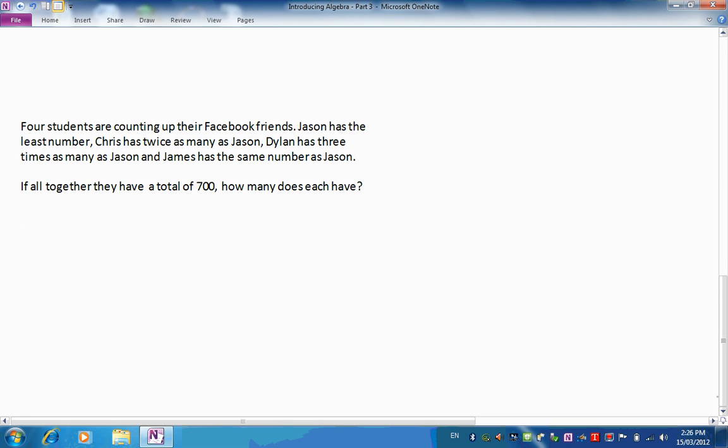4 students are counting up their Facebook friends. Jason has the least number, Chris has twice as many as Jason, and Dylan has 3 times as many as Jason. And James has the same number as Jason. If altogether they have a total of 700, how many does each have? Okay, I want you to pause the presentation now and see what you can make of that. You might like to try and use algebra again.